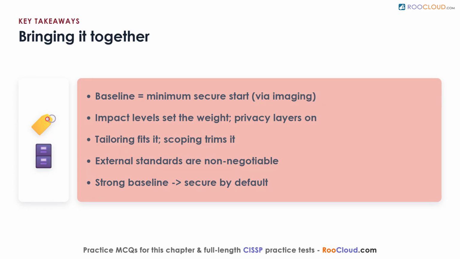Impact levels set how heavy that baseline should be, with a separate layer for privacy. Tailoring shapes the baseline to fit your organization, and scoping trims out the controls that do not apply. Above all of it sit external standards you have no choice but to meet. Start from a strong baseline, fit it carefully, and secure becomes your default state.